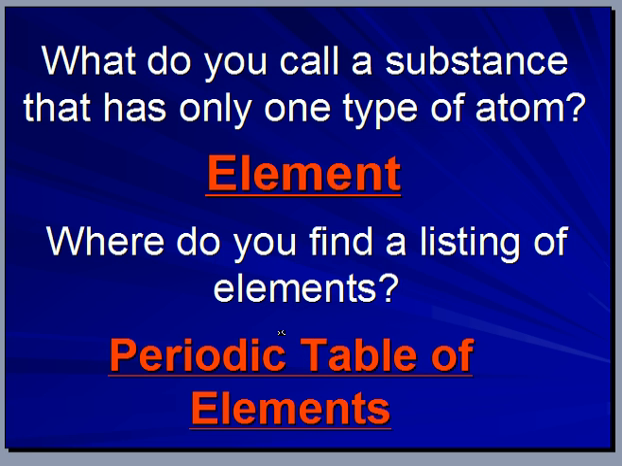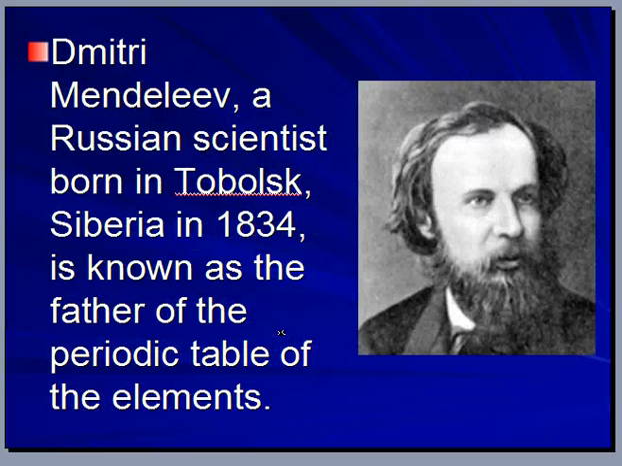So what do you call a substance that has only one type of atom? We call those elements. And where do you find a listing of these elements? You find them in a periodic table of elements. Now, just a few more words about the periodic table of elements before we end today. You know this guy? Anybody ever hear of Dmitry Mendeleev? He was a Russian scientist born in Tobolsk, Siberia in 1834. And he's actually known as the father of the periodic table of elements.